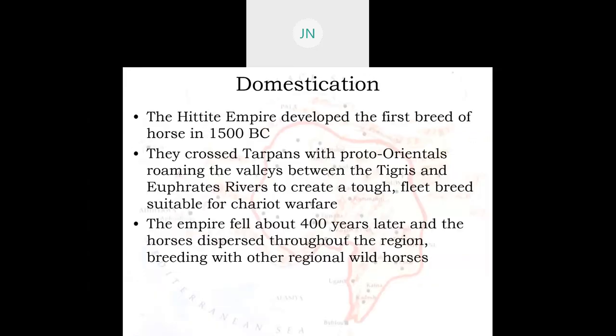The Hittite Empire developed the first breed of horse in 1500. A breed has like distinct characteristics, and that's what makes it a breed. They crossed Tarpians with Proto-Orientals roaming the valleys between the Tigris and Euphrates rivers, and they created a tough fleet breed that was suitable for chariot warfare. But this empire fell about 400 years later, and then the horses dispersed throughout the region and bred with other regional wild horses.